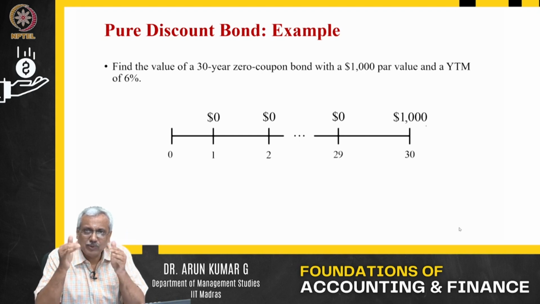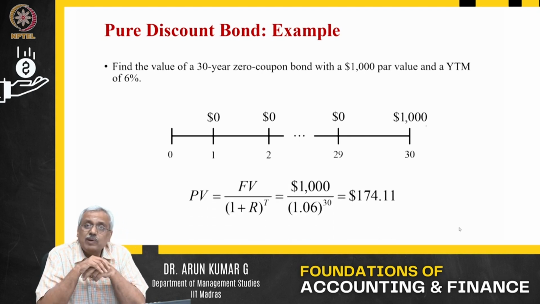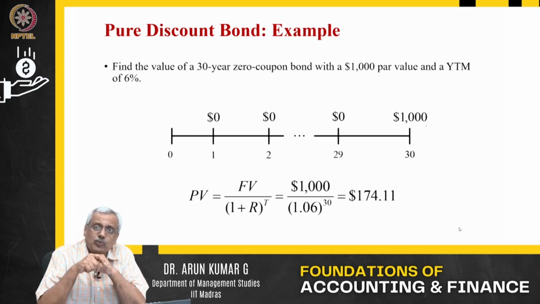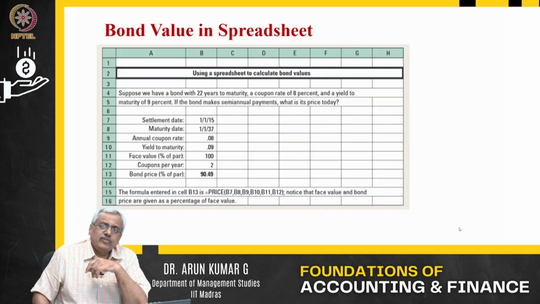1000 divided by (1 plus 6%) to the power of 30, and that's all you will do. You will buy this bond at 174.11 if your expected return is 6%. Yield to maturity in the market is 6%. Of course, this can also be calculated using some spreadsheets out there.